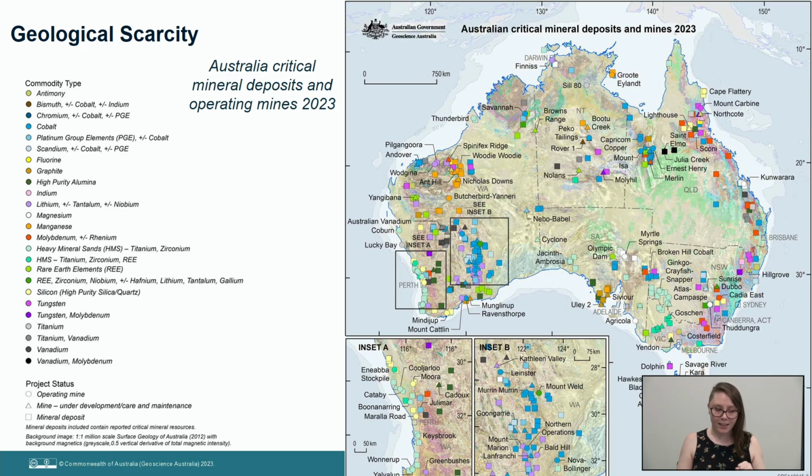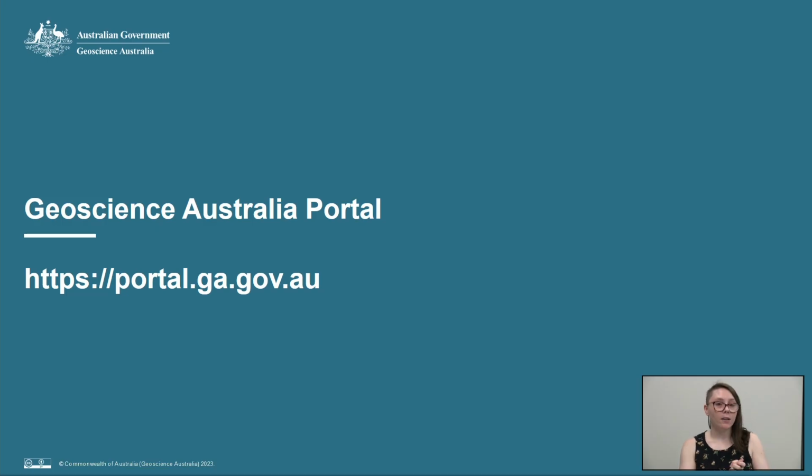So by understanding the system as a whole, we can better identify new potential sources of critical mineral and strategic material or rocks across the country. So with that in mind, we're now going to explore the Geoscience Australia data portal so we can use surface geology and elevation datasets to better contextualize the deposits for critical minerals across Australia.